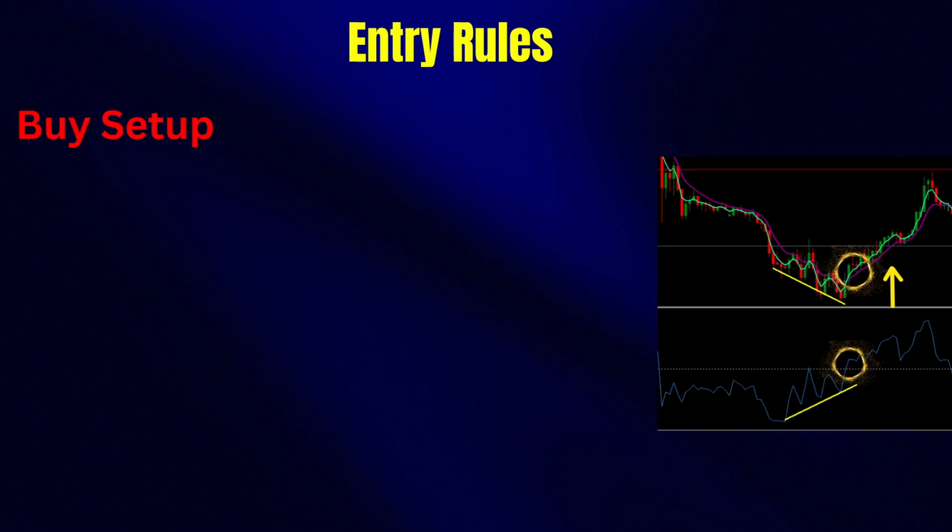Just like with any other strategy, there are rules that we must follow. So in this case, we're going to go over the buy setup first. So what are the rules? First thing is to identify bullish divergence. So how do we identify bullish divergence?